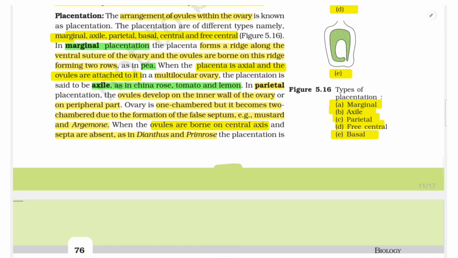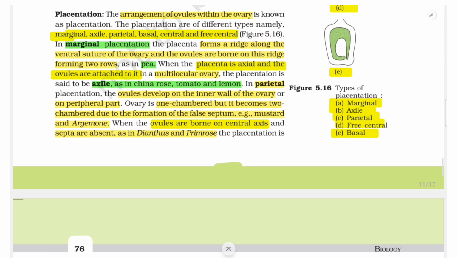Placentation. The arrangement of ovules within the ovary is known as placentation. The placentation is of different types, namely marginal, axile, parietal, basal, central, and free central, figure 5.16. In marginal placentation, the placenta forms a ridge along the ventral suture of the ovary and the ovules are borne on this ridge forming two rows as in pea.